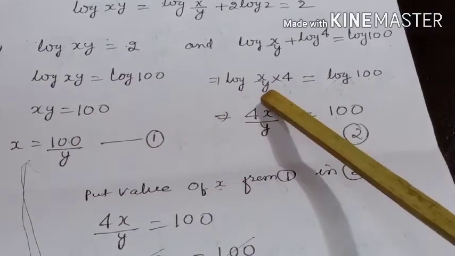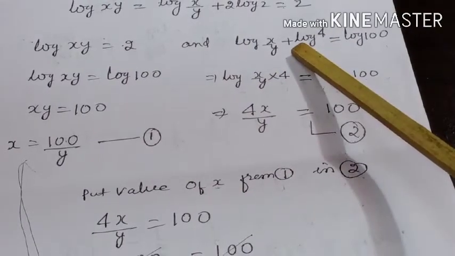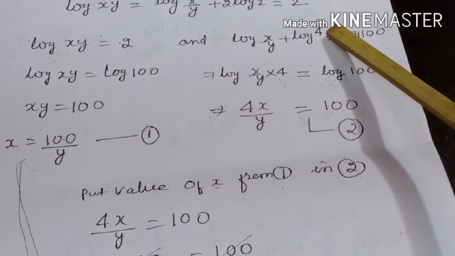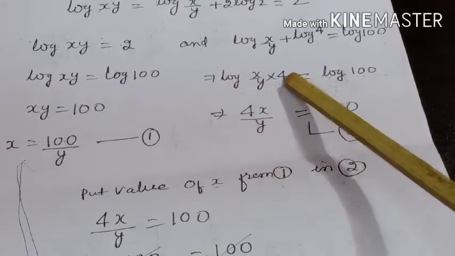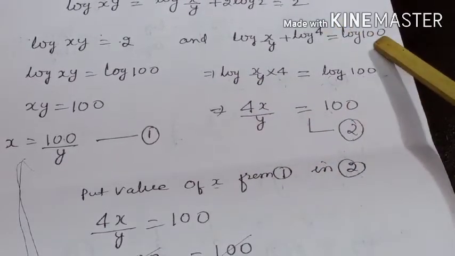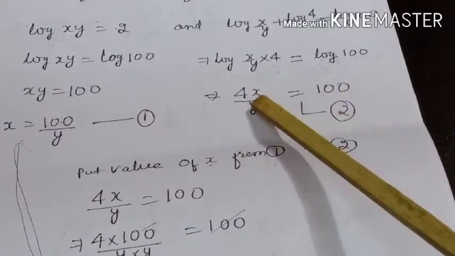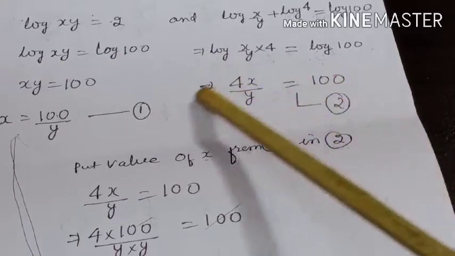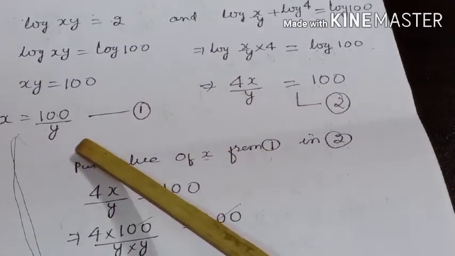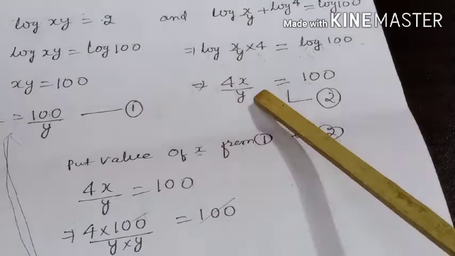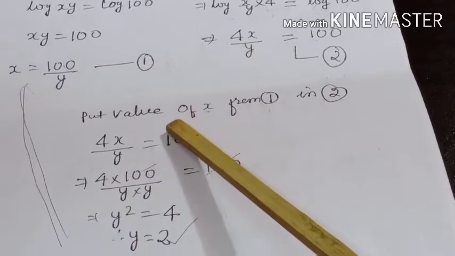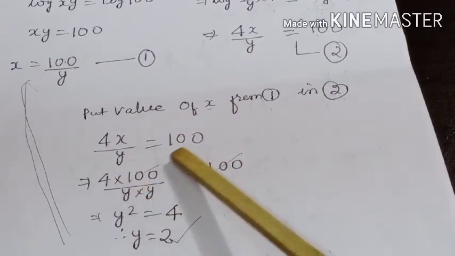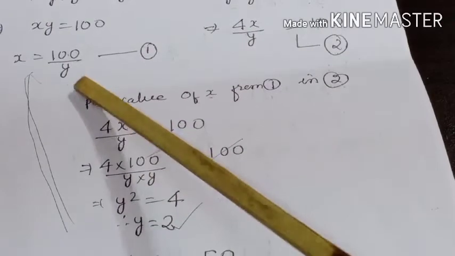Now from here we'll have to follow the laws of logarithm. So x by y will be multiplied by 4. So log x by y into 4 will be, for 2 we are writing log 100. So x by y into 4 will be equal to 100. Whatever value of x is calculated, that we'll fit in this equation. So equation 2 is copied here. So 4x by y is equal to 100, and for x we are putting 100 by y.